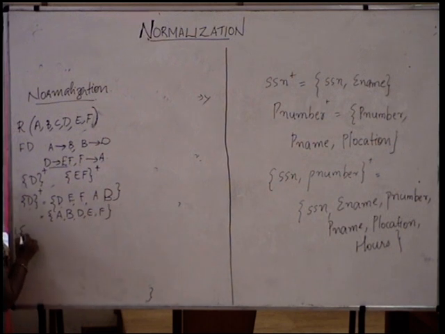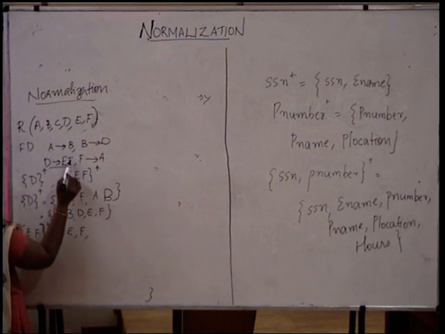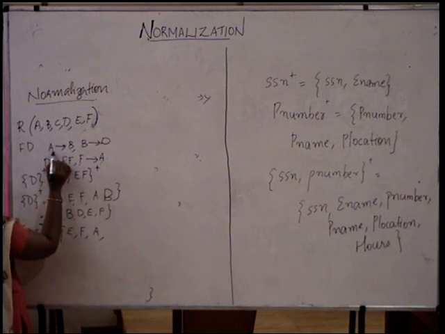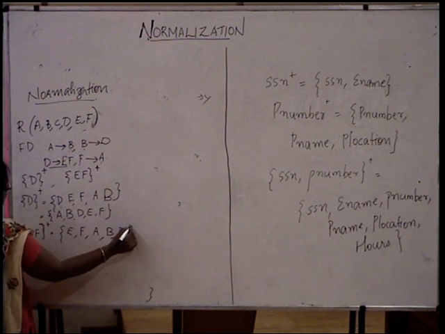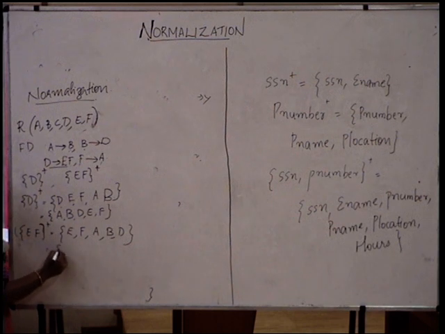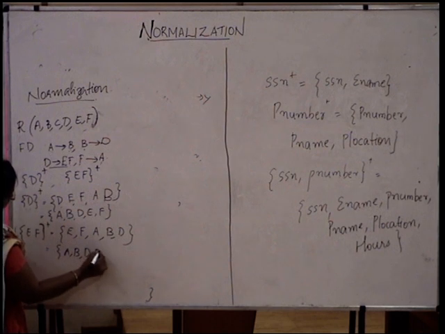Next find out the closure of EF. The closure of EF is equal to add the attributes E and F. From the E attribute F we will get A. From the attribute A we will get B. From the attribute B we will get D. So the closure of EF is equal to A, B, D, E and F.